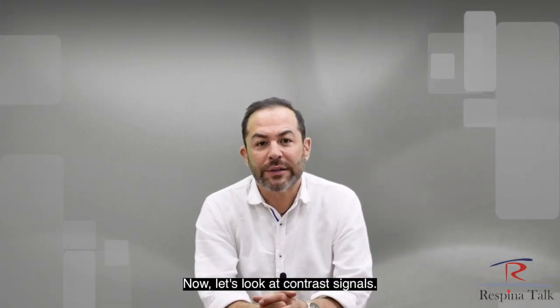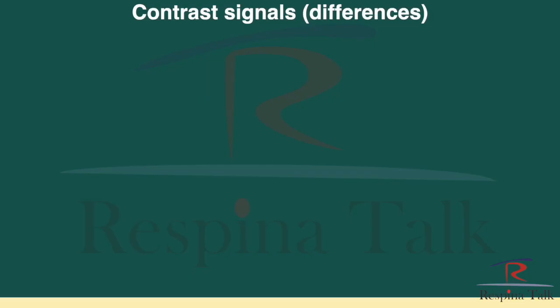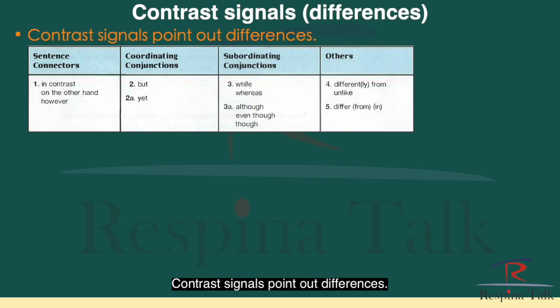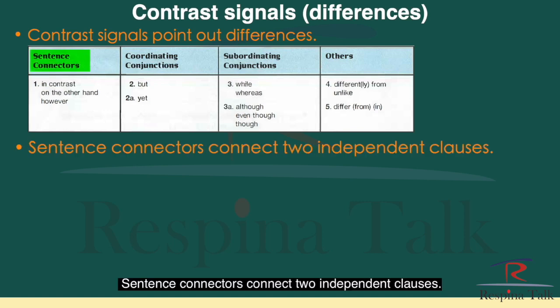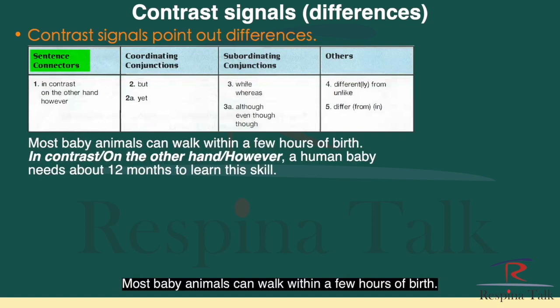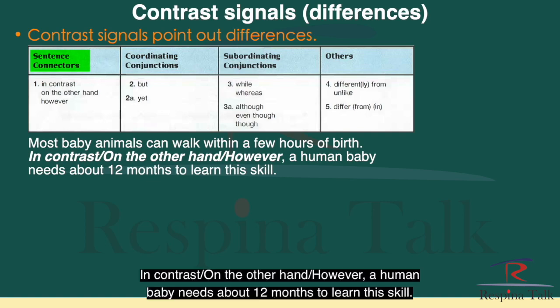Now let's look at contrast signals. Contrast signals point out differences. Sentence connectors connect two independent clauses. For example, most baby animals can walk within a few hours of birth. In contrast, or on the other hand, or however, a human baby needs about 12 months to learn this skill.